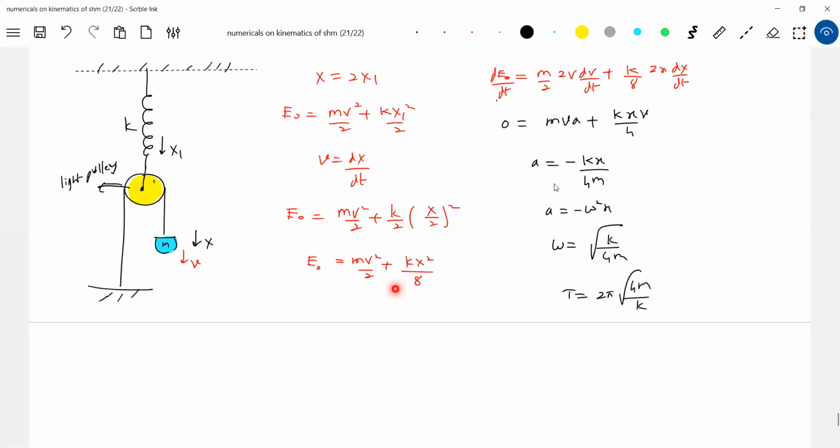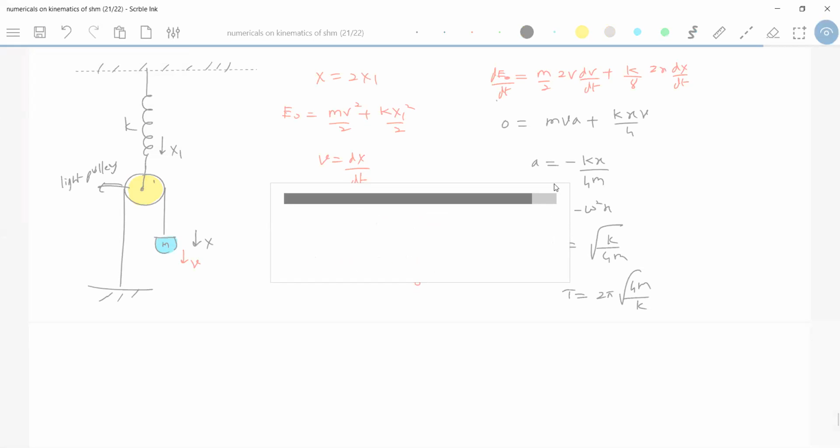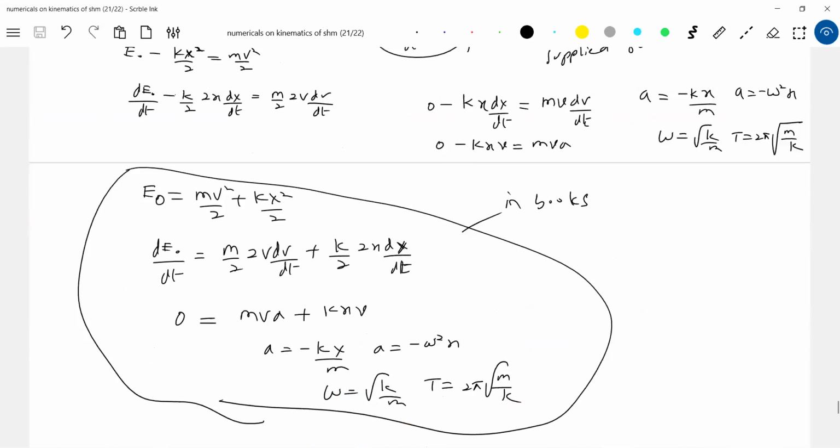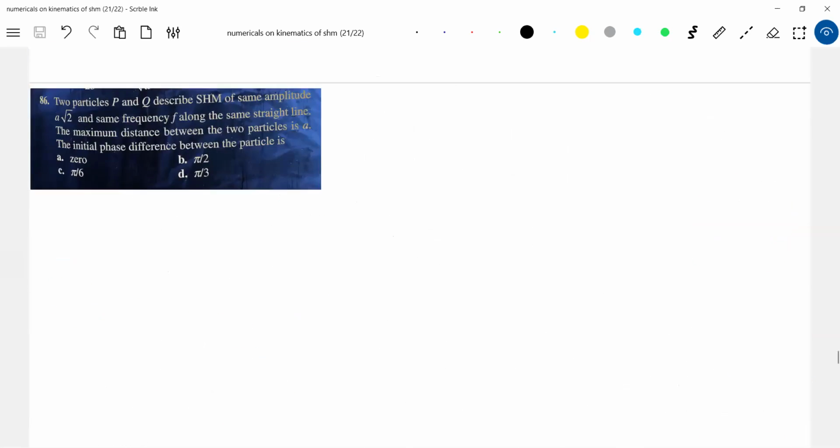Okay, these are some problems related to spring block systems. You get plenty of questions related to this. Tomorrow we'll explore numericals of this kind. I'll check that particular problem for which we are not getting the answer. I'll check it once using trigonometry. Let me see that one.